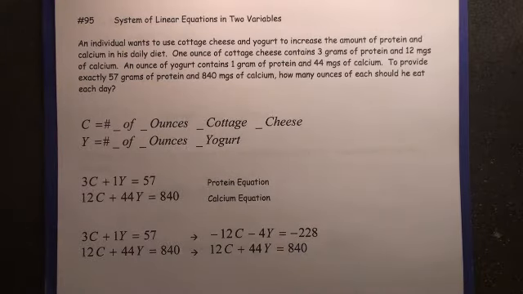Then we're going to take the same problem and do the substitution method. We're going to do the graphing method. We're going to do a row-reduced echelon form in the graphing calculator method, also known as the Gauss-Jordan method. So let's take a look here.